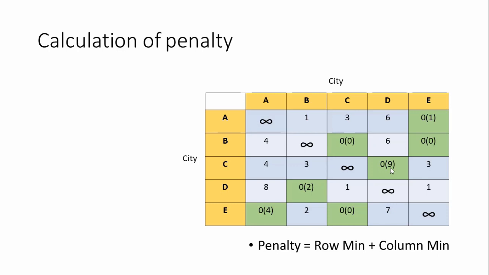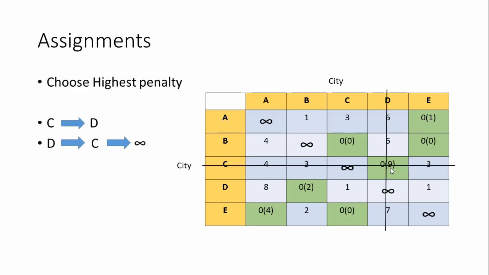That means in this case, we got the highest penalty as 9. So considering the highest penalty 9, we assign the traveling salesman to travel from Calcutta, that is C, to D, Delhi, Calcutta to Delhi. That assignment we are going to indicate as C to D.